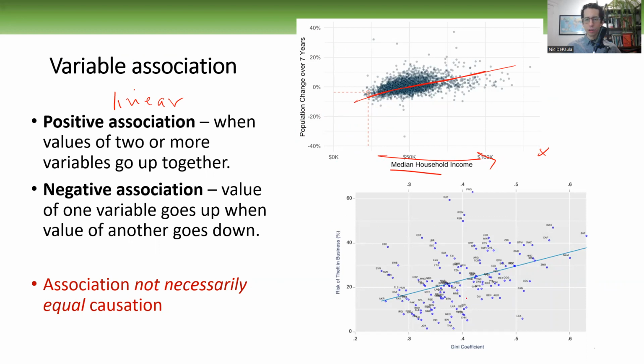Now, we have another positive association. Actually, it would be nice to have a negative association, but these two examples are kind of positive. Here we see the Gini coefficient, which is a measure of inequality. So the higher the number as it goes to the right, the higher the inequality. The observational unit are countries. And on the y-axis here, we have risk of theft in business, so business corruption. And apparently the data in this case shows that if the country has higher inequality, there's a trend that they're also going to have more business corruption.